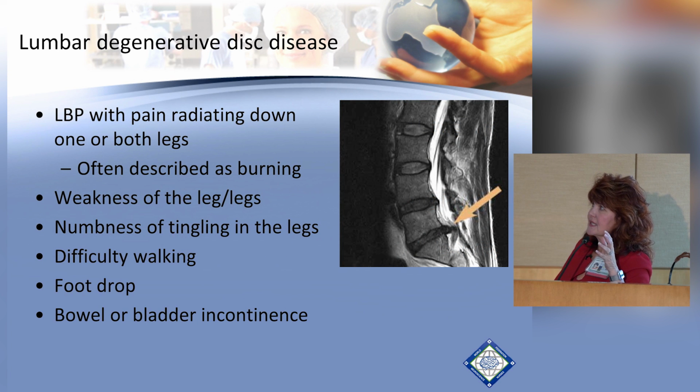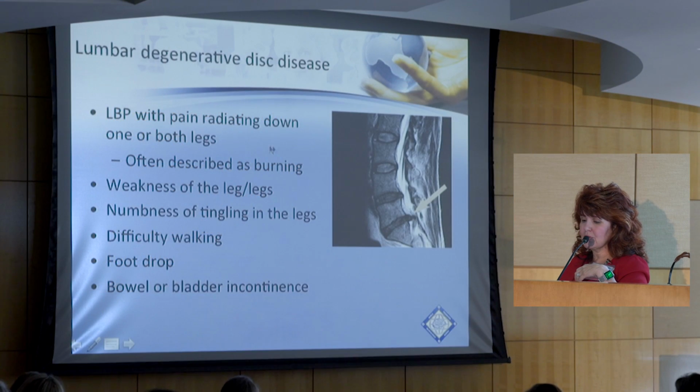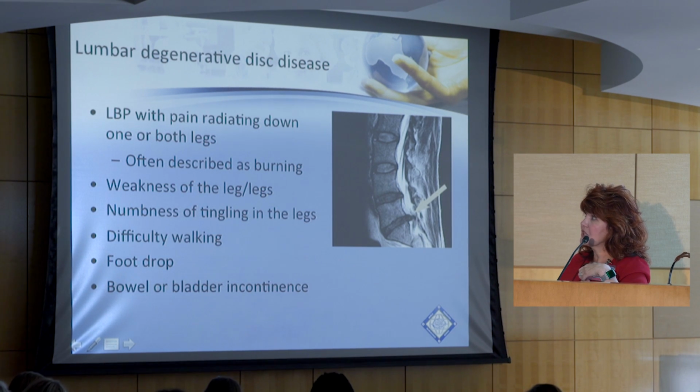Lumbar degenerative disc disease typically presents with radiating pain down one or both legs. It's often described as burning, and there's weakness of the legs or numbness and tingling of the legs, difficulty walking, sometimes foot drop, or bowel and bladder incontinence. And so if you're looking at the spine, this is another good example of degenerative disc disease. See, perfect disc, nice fat disc with white in it. Here you have lots of water in the disc, and then that doesn't look so good. That's kind of flattened out and black. And then this is really not good because you have a big disc pushing out.